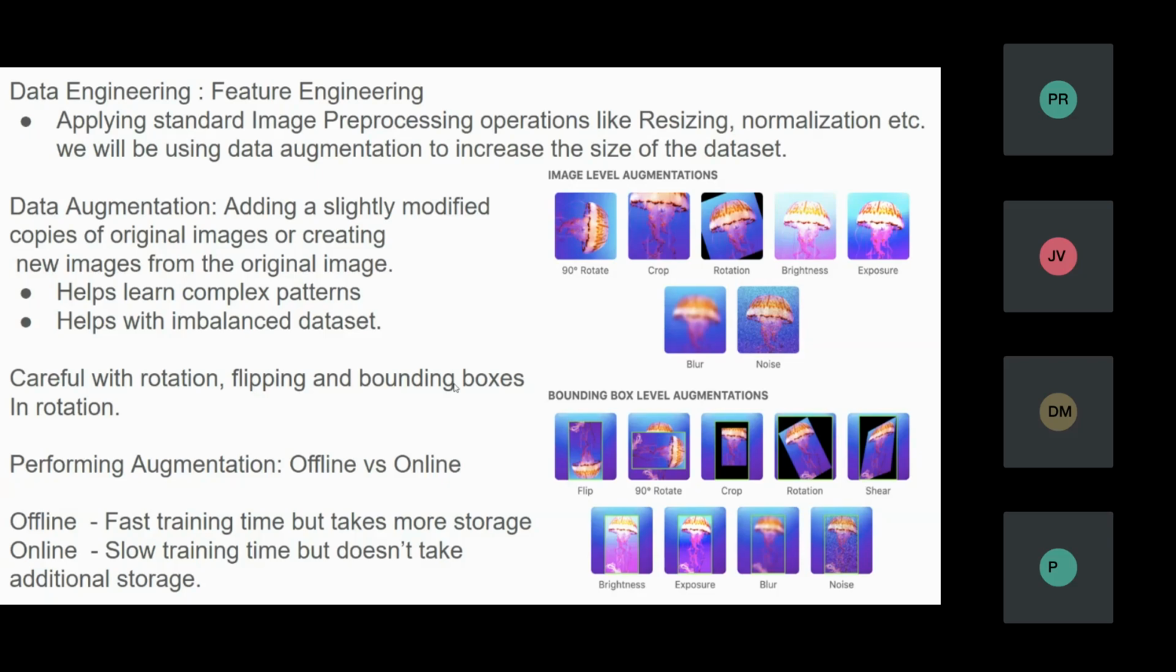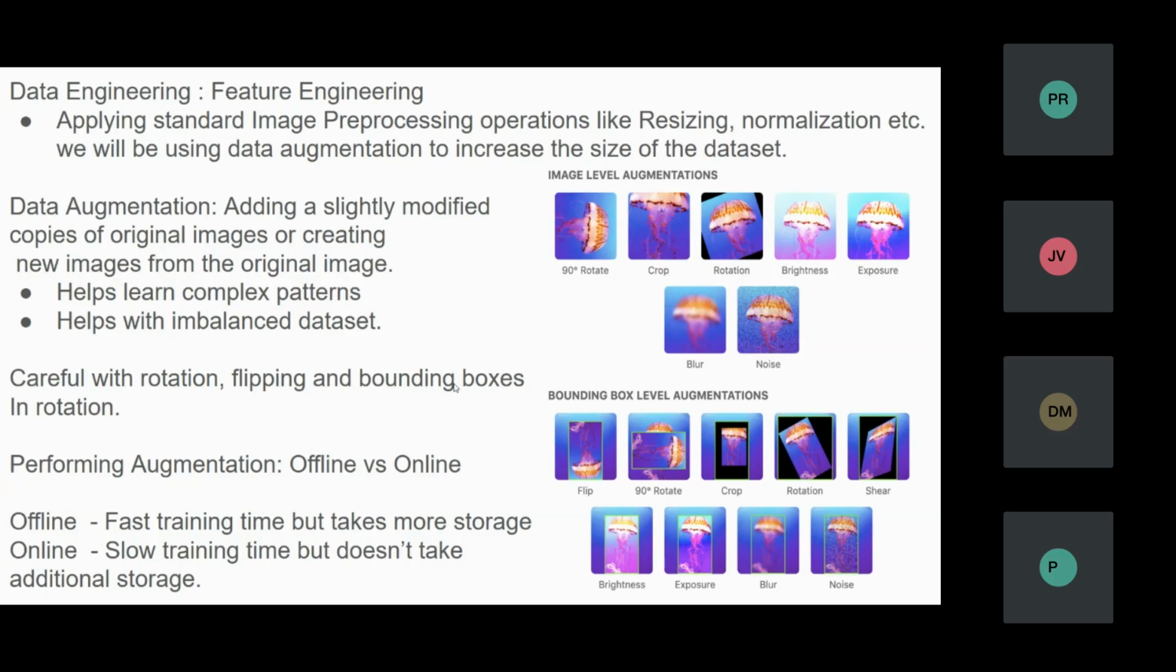Data augmentation can be done offline and online. In offline, we have faster training time but it takes more storage, as all of the data is with us and we know what kind of data we have to train the model on. We have the training faster, but all of those images have to be stored on our end, so that is the reason we have more storage.